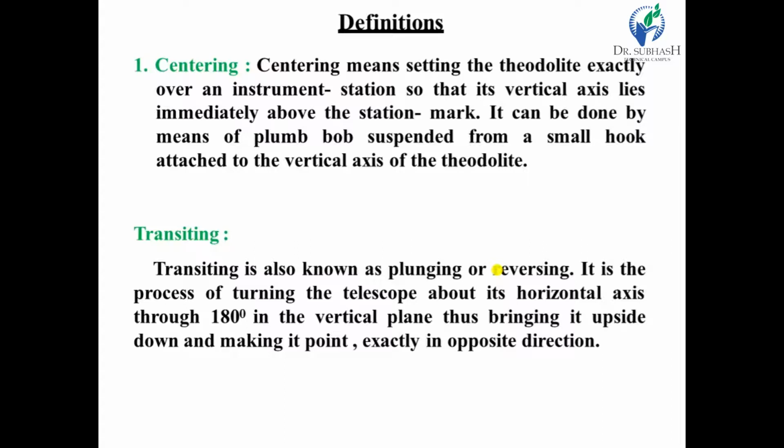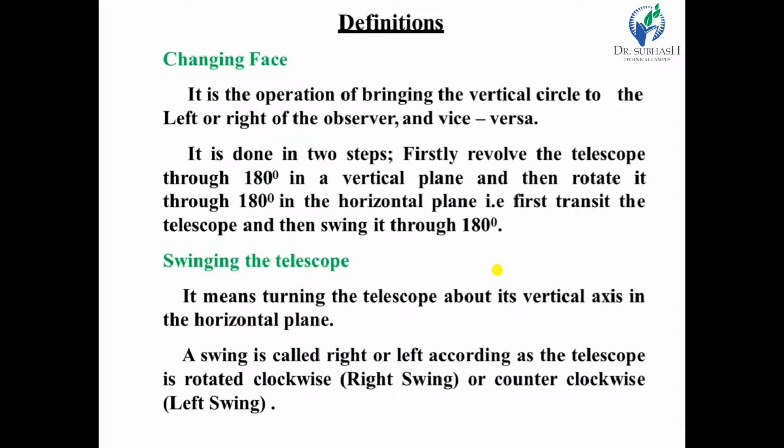Next thing, transiting. Transiting is also known as plunging or reversing. It is the process of turning the telescope about its horizontal axis through 180 degrees in a vertical plane. So we can sight objects in the vertical plane or in the elevated portion.